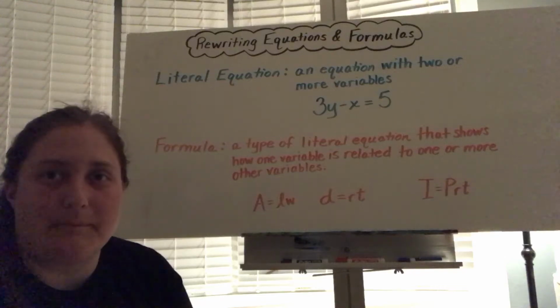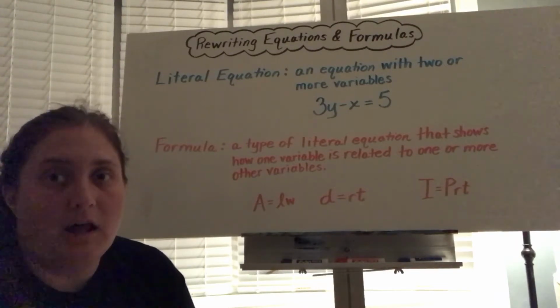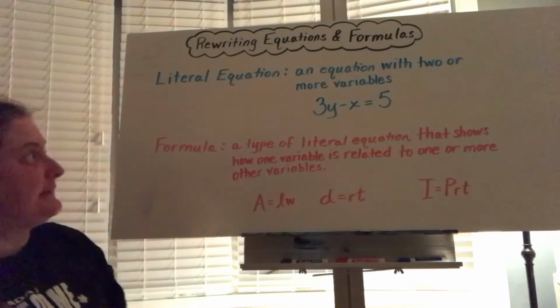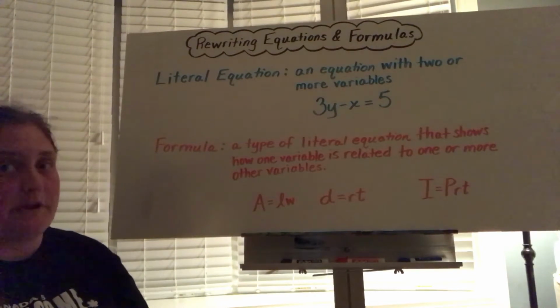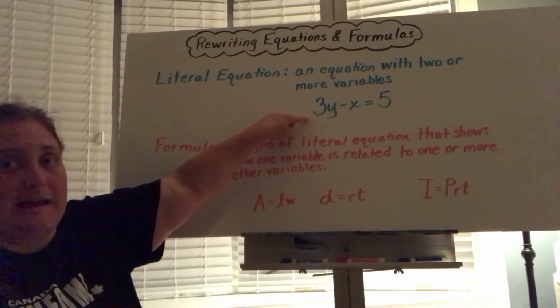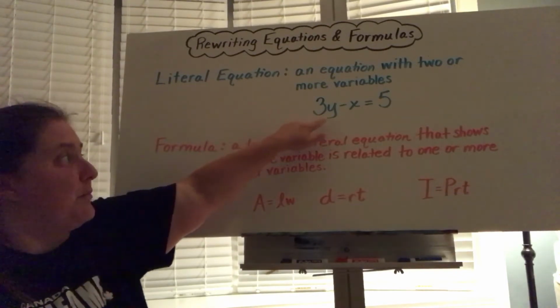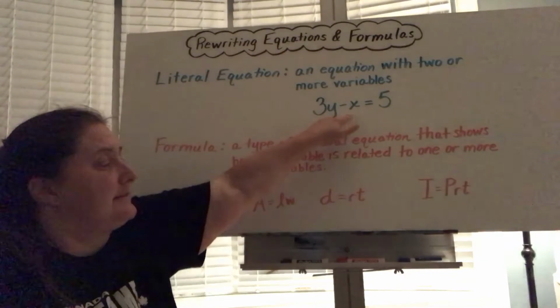Hi guys, today we're talking about rewriting equations and formulas. So to start off, we're going to go over a couple vocabulary terms. A literal equation is an equation with two or more variables. An example of that would be 3y minus x equals 5, because in this equation we've got two variables. We have the y and we have the x.